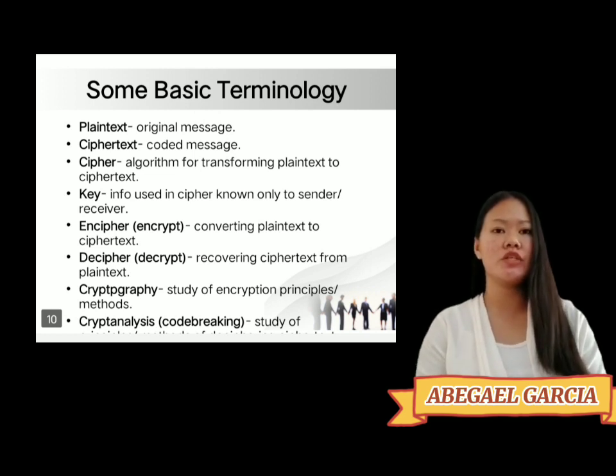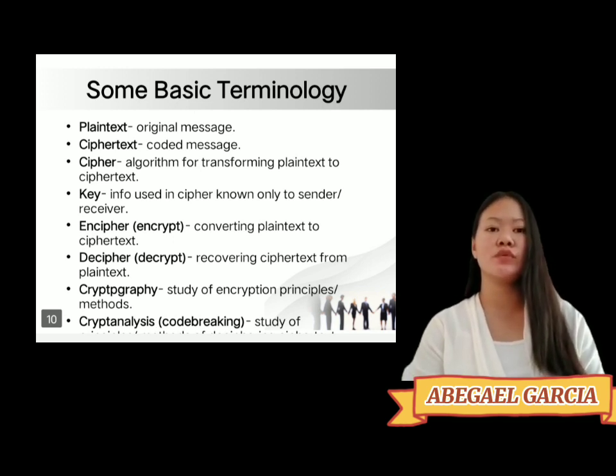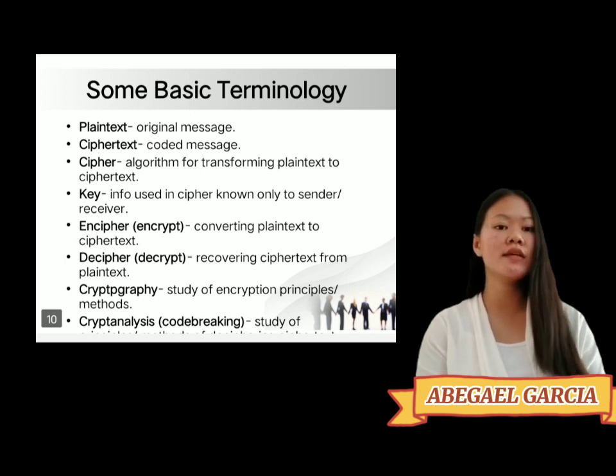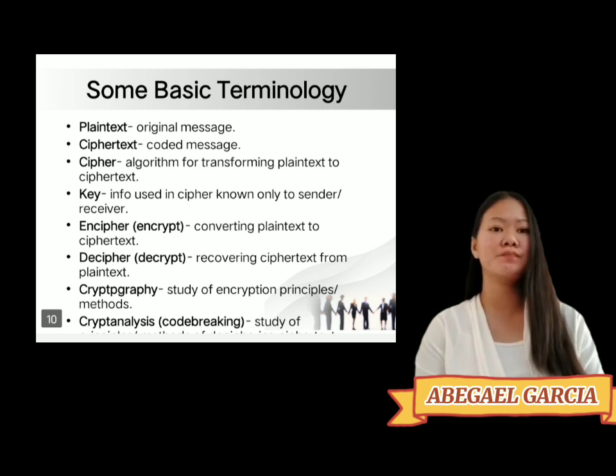Some basic terminology. Plain text means the original message. Ciphertext means the coded message. Cipher is the algorithm for transforming plain text to ciphertext. Key means the info used in the cipher, known only to sender or receiver. Encipher or encrypt means converting plain text to ciphertext. Decipher or decrypt means recovering plain text from ciphertext.